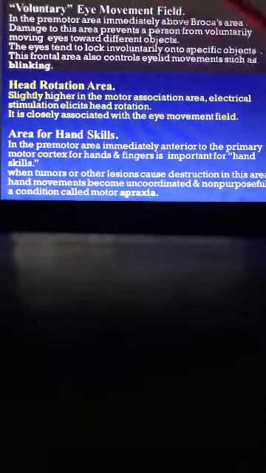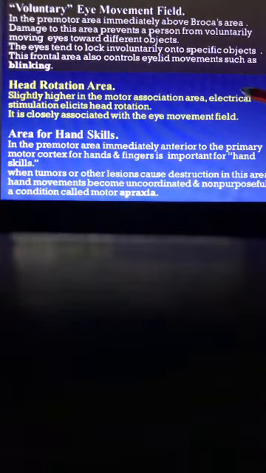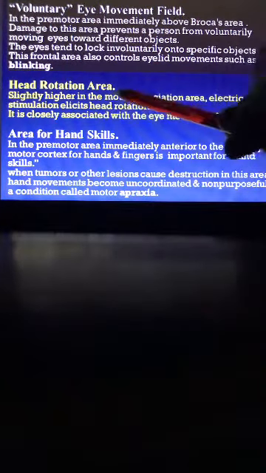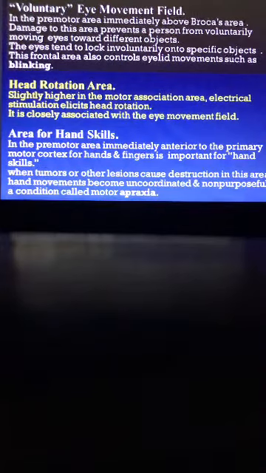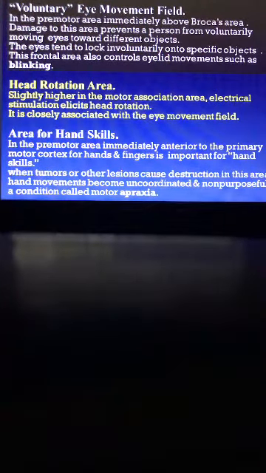والother function هي البلينكينج. Head rotation areas, it is slightly higher in the motor association area. The electrical stimulation here elicits head rotation، يعني هاي مسؤولة عن لما نريد نندار لليمين أو لليسار، يعني head كل الهيد مو الآي، هنا هذه eye movement، هذه head. It is closely associated with the eye movement field، مرتبطة ارتباط وثيق من حيث المكان function.